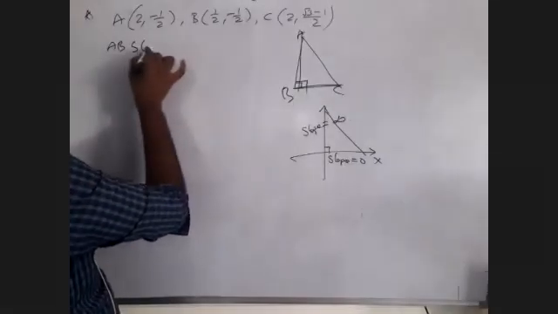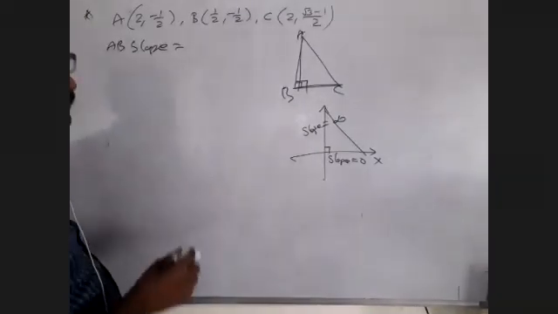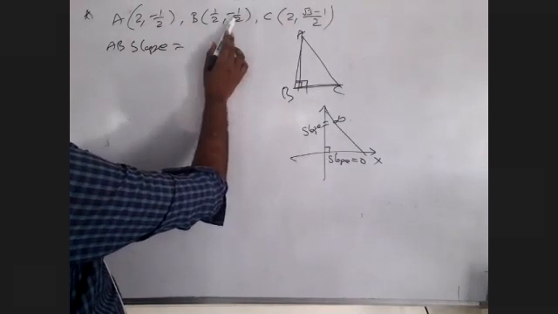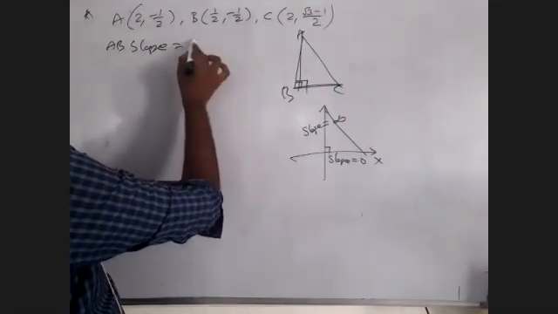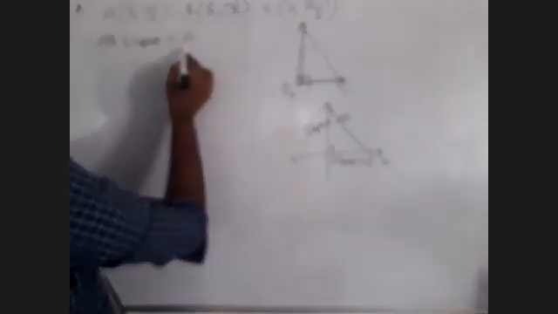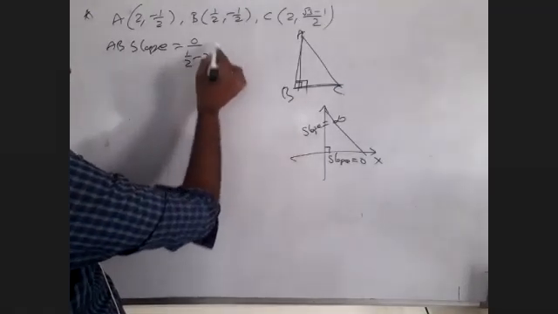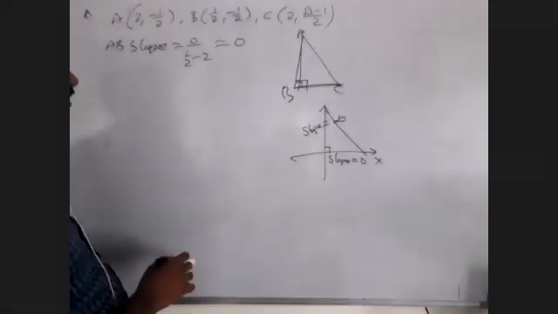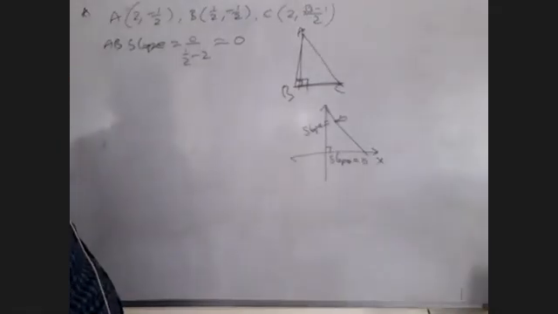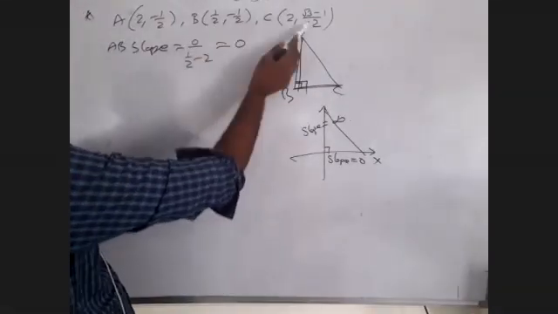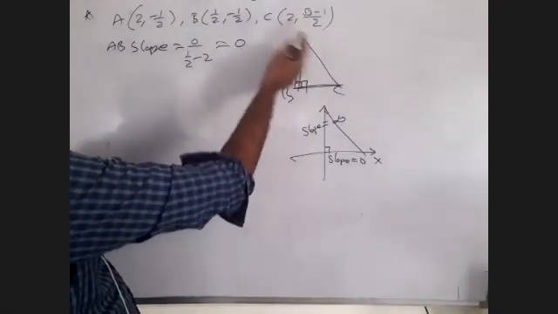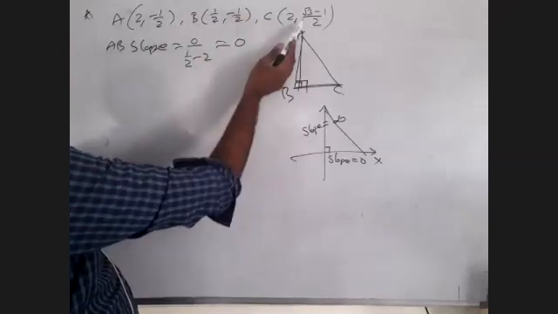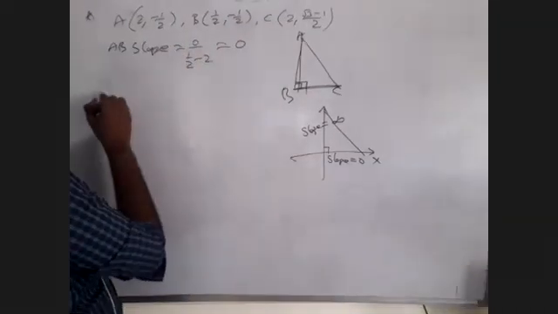AB slope means y2 minus y1 by x2 minus x1, that is the formula. Y2 minus y1 is minus 1 by 2 plus 1 by 2, which is 0, by x2 minus x1, 2 minus 2, which is 0. So 0 by something is 0. So one slope we got is 0, the AB side is 0. Now find BC. See BC, this will not be 0, because this minus this is not 0.